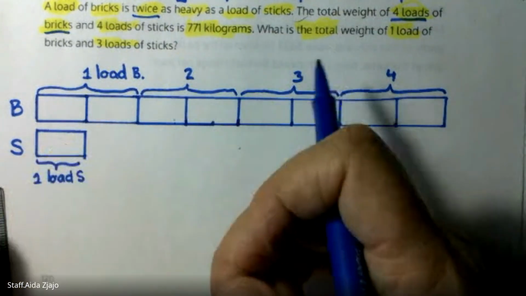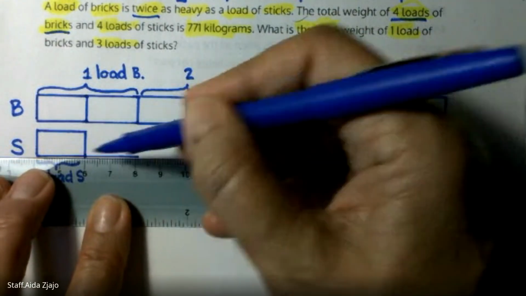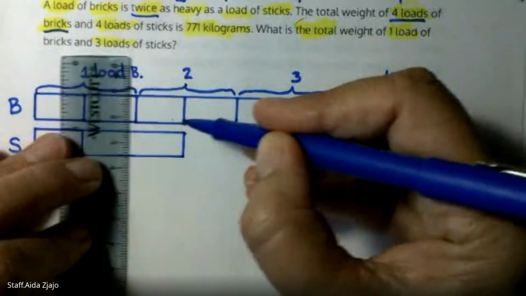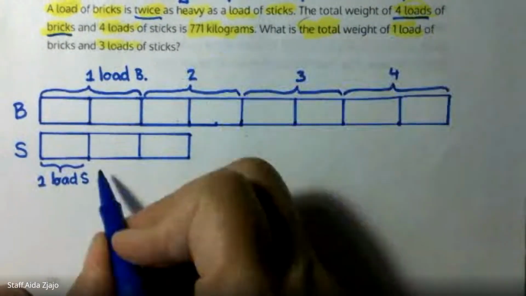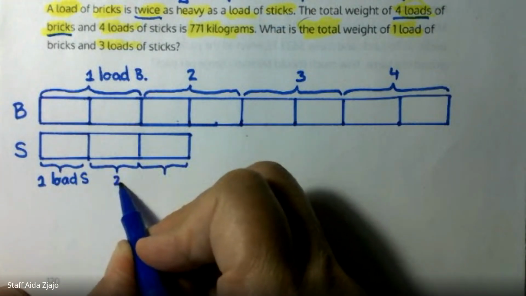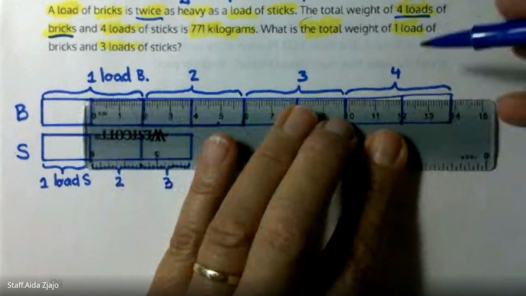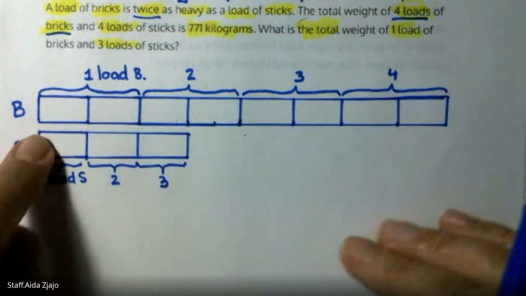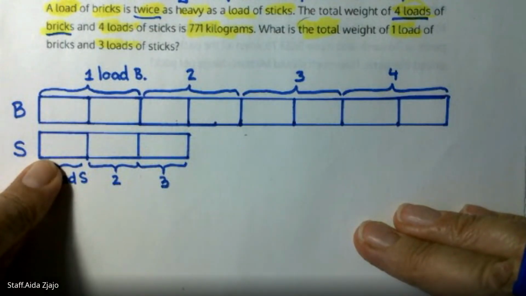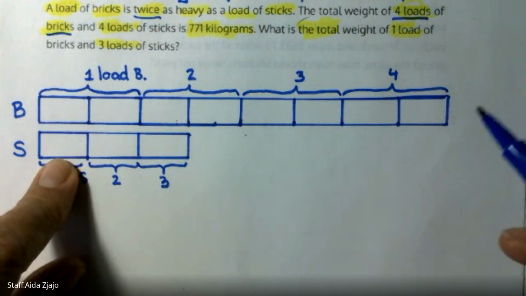This is 1 load of sticks. So you need to show 2 more, and it's about to here. So now this is 3 loads of sticks. 1 load, 2 loads, 3 loads. Now I have units, they're the same size, and they are equal, and then I can figure out how many units there are in total.